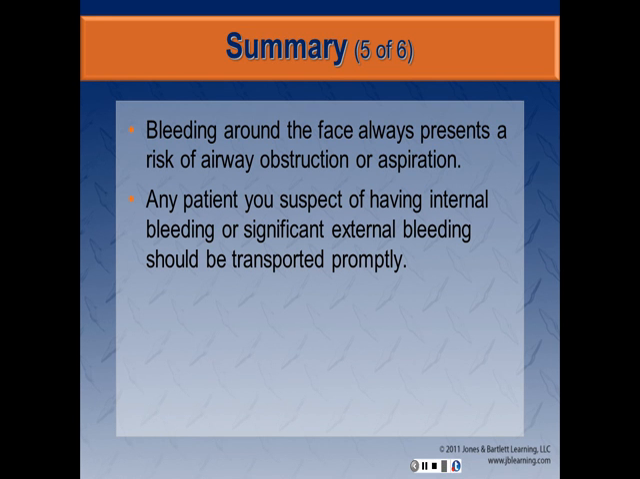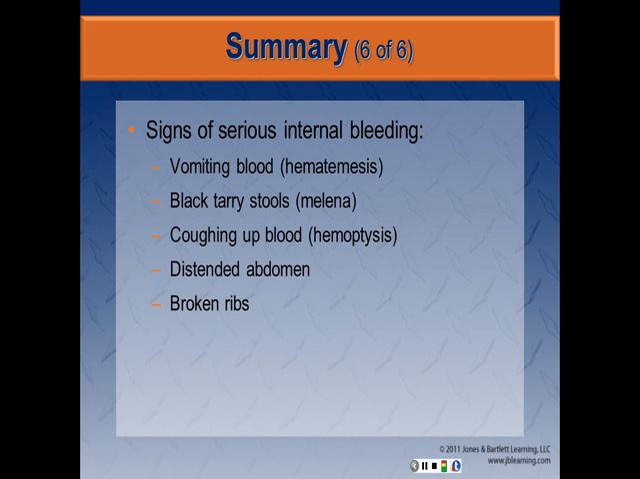Any patient you suspect of having internal bleeding or significant external bleeding should be provided proper prompt transport. If the mechanism of injury is significant, be alert to signs of unseen bleeding in the chest or abdomen. These signs include serious bruising or symptoms such as complaints of difficulty breathing or abdominal pain. The signs of serious internal bleeding include vomiting blood, black tarry stools, coughing up blood, a distended abdomen, and broken ribs.